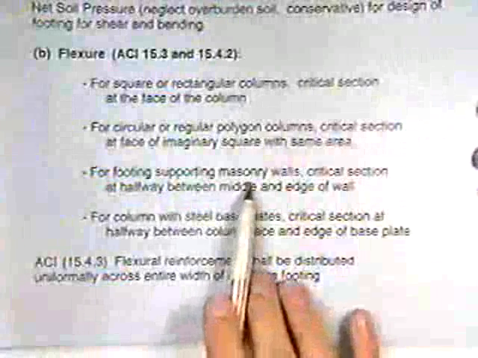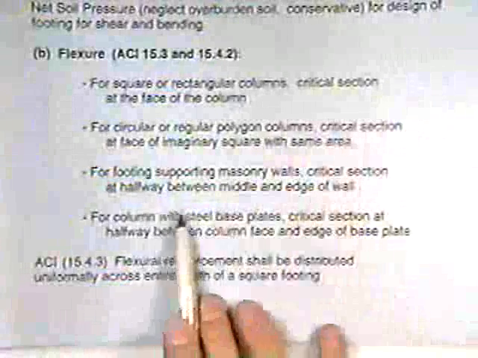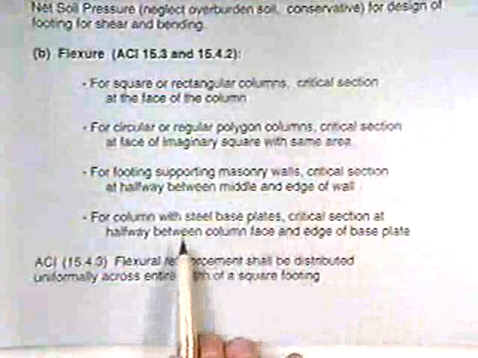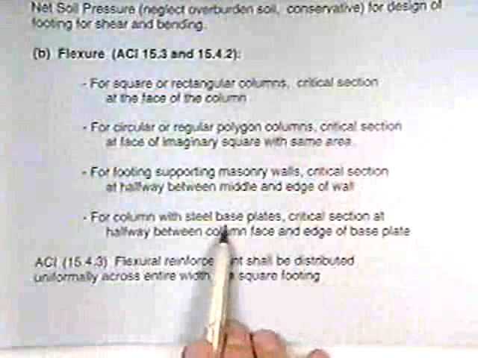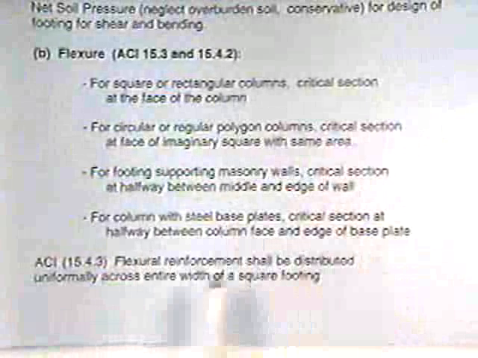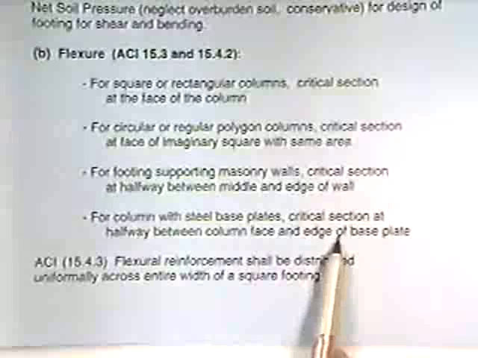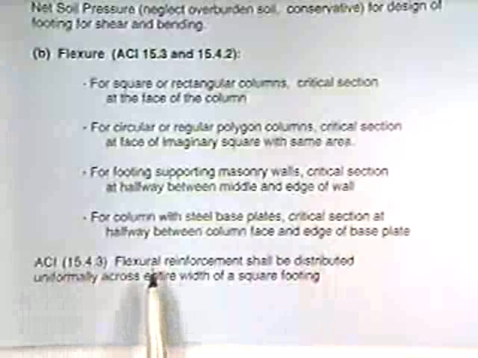Now, if you have a footing that's supporting a masonry wall, the critical section's halfway between the middle and the edge of the wall. If you have a column with steel base plates, the critical section is halfway between the column face and the edge of the base plate.